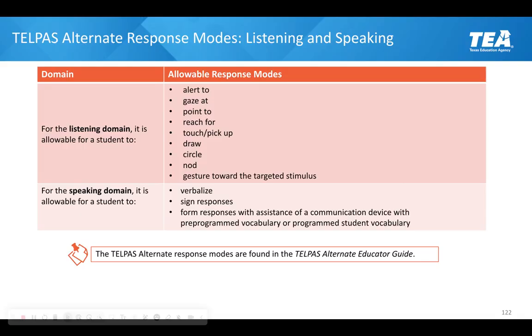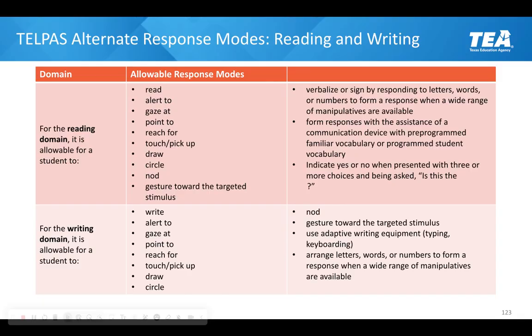TELPAS alternate responses may be different than what you would normally think. For listening, a student could gaze at, point, or touch something to show that they're listening, or gesture. For the speaking domain, they might verbalize, they might sign, or they may form responses with a communication device. For reading, they might read, they might gaze at, point, or touch. And for writing, they might write, they may gaze, point, or touch as well.